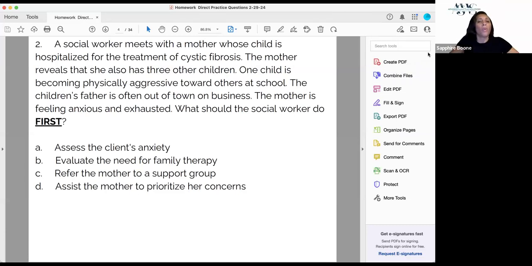Okay. What should the social worker do first? A social worker meets with a child who's hospitalized for cystic fibrosis. The mother reveals that she also has 3 other children. One child is becoming physically aggressive towards others at school. Okay. This children's father is often out of town on business. The mother is feeling anxious and exhausted. What should the social worker do first?